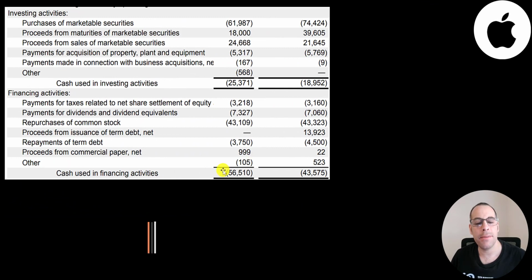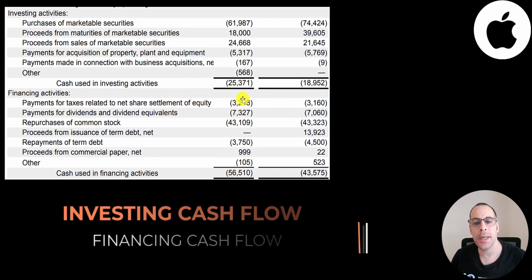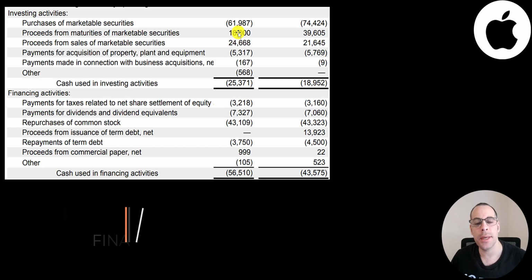This is the investing and financing sections on their statement of cash flows. The top three numbers are purchases and sales of marketable securities. These are short-term liquid investments, and they spent $5.3 billion in PP&E, $167 million in acquisitions, and $568 million of other. So they had a cash outflow of $25 billion in their investing section. In their financing section, they bought back $43 billion of common stock. They paid down $3.8 billion of debt. So they had a cash outflow of $57 billion.